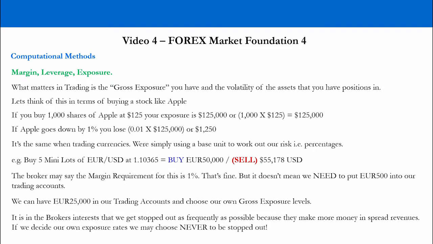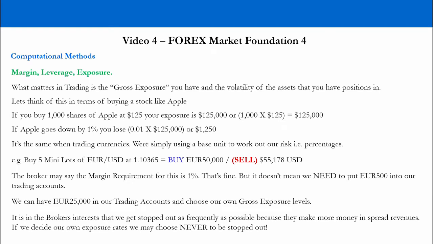So let's think of this in terms of buying a stock like Apple. It's a lot easier to understand with stocks. If you buy 1,000 shares of Apple at $125, your exposure is 1,000 shares times $125, so $125,000. If Apple goes down, so goes against you by 1%, you lose 0.01 times $125,000, so $1,250. Well, it's exactly the same when trading currencies as it is when trading stocks. We're simply using a base unit to work out our risk.